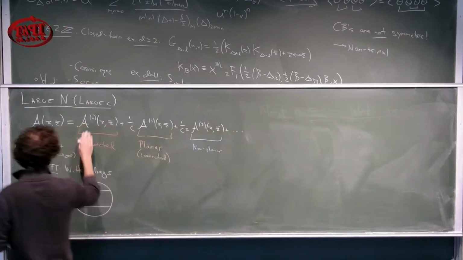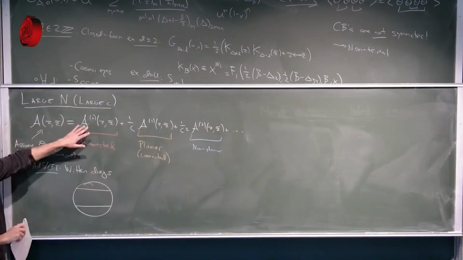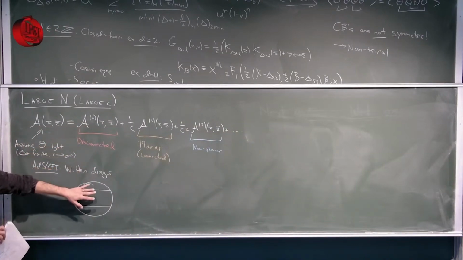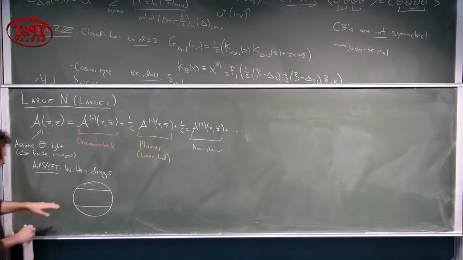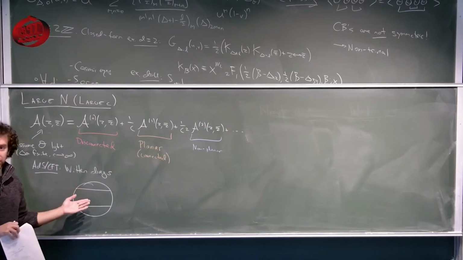So calling this a disconnected contribution is really invoking some kind of bulk language. Holographically, at an infinite central charge, G Newton goes to 0. We're imagining all interactions are shutting off, and so all you have is just free propagation.